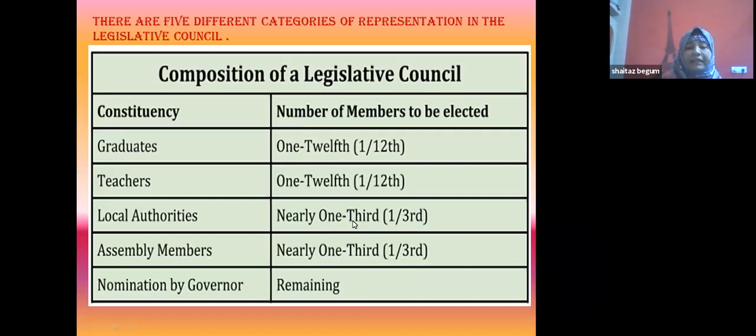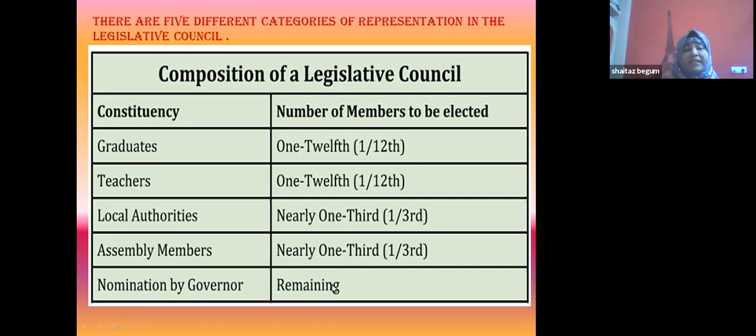Then nearly 1/3 of the members are to be elected by local authorities. What do you mean by local authorities? Local authorities means local self-governing bodies like municipalities, municipal corporations, MPTC and ZPTC members in the particular state. Nearly 1/3 members are elected by the members of the Legislative Assembly.